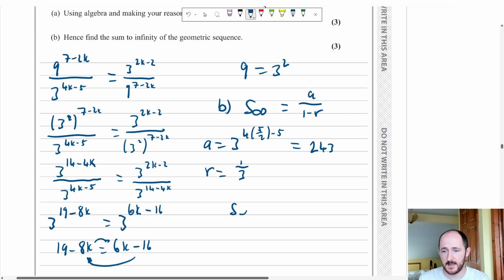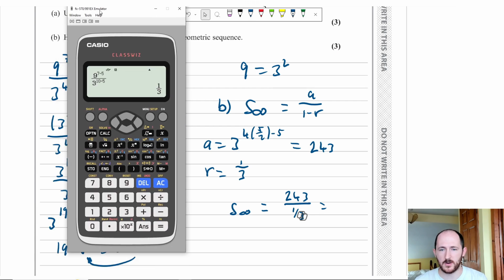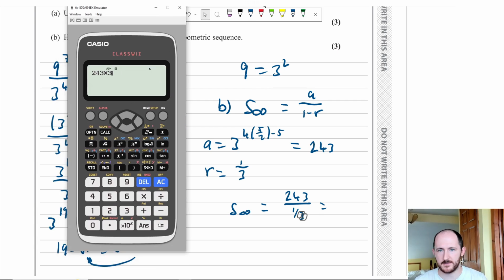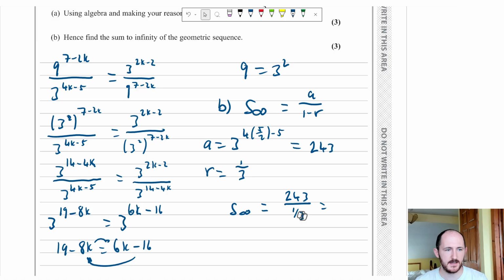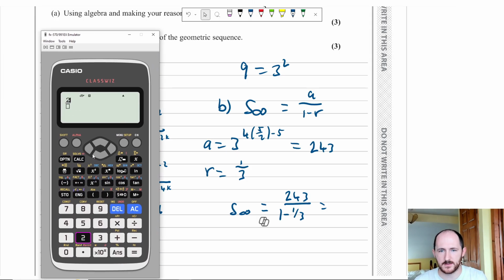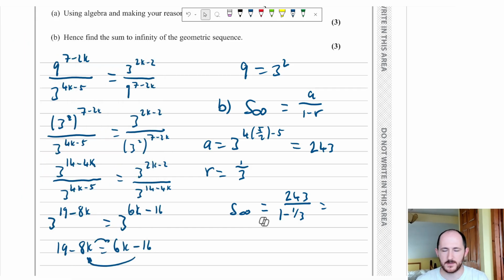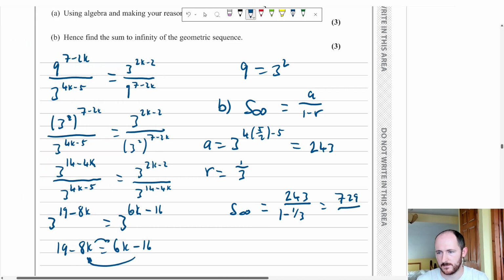So sum to infinity. Again, that's for 3 marks, that's not bad. 243 over a third is the same as 243 times 3. It's too early in the day for me to do mental maths. 729. Hang on, it's 1 minus. So that means my answer should be 2 times that. Sorry, divide that by 2. Let's just do it like this. So that's over 2/3 now. Same thing, just over 2. Not bad at all. I think that's quite a decent question.